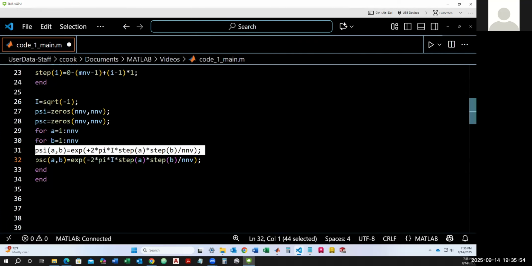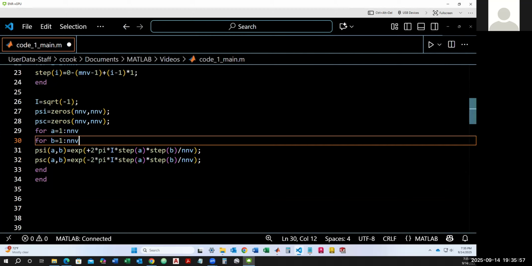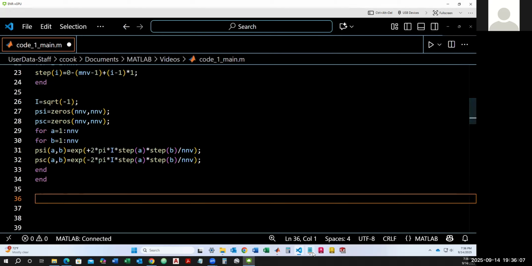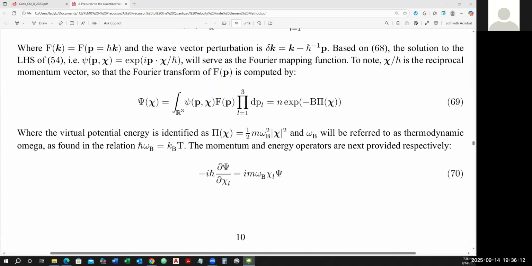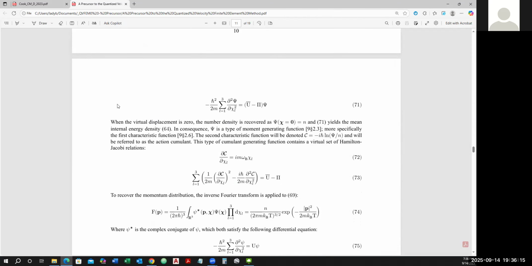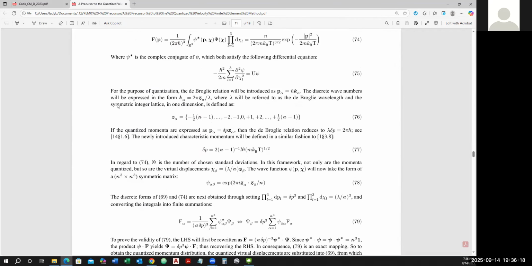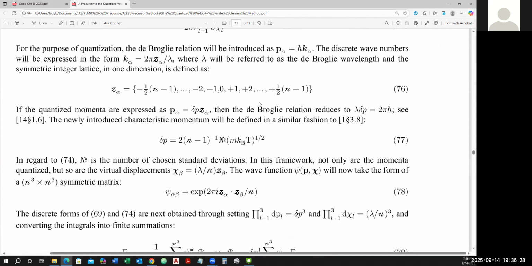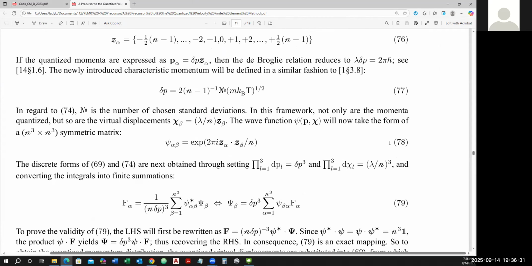So there is psi. It's going to be 2 pi i, where i is the imaginary number, step A, step B, divided by NNV. These details can be found in that paper. Within this very same section, I go over the quantization procedure. Z alpha is our stepping vector, or step vector, equation 76. What we just put in the code is equation 78.